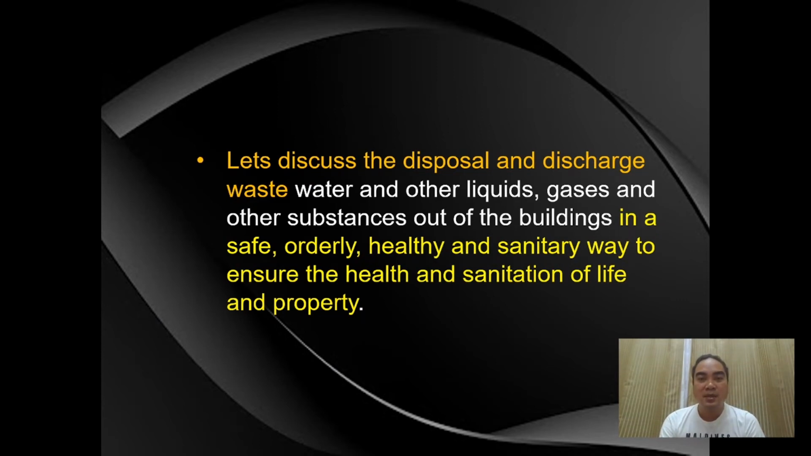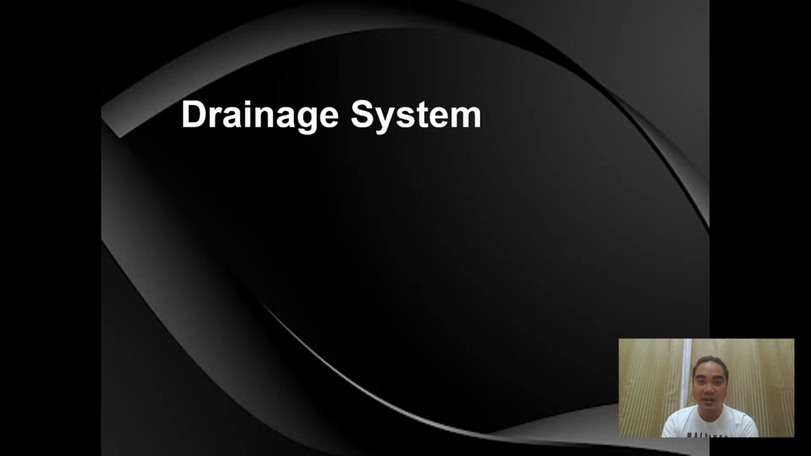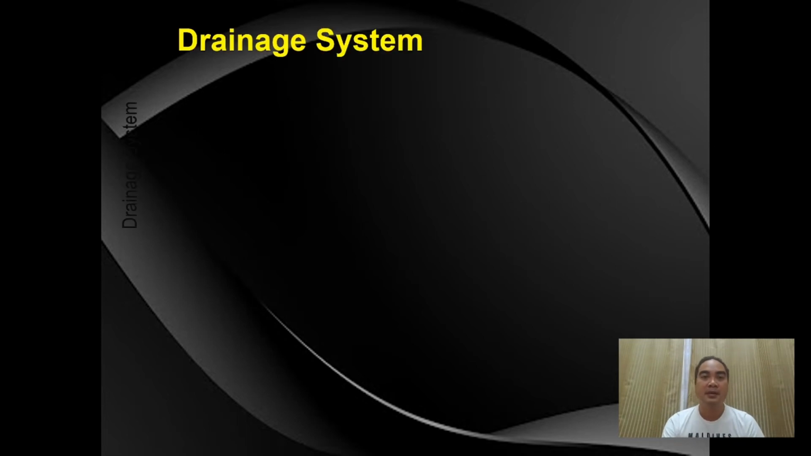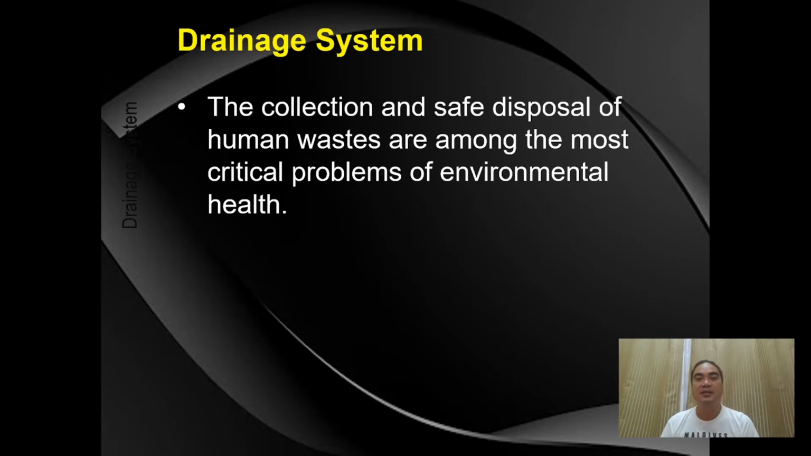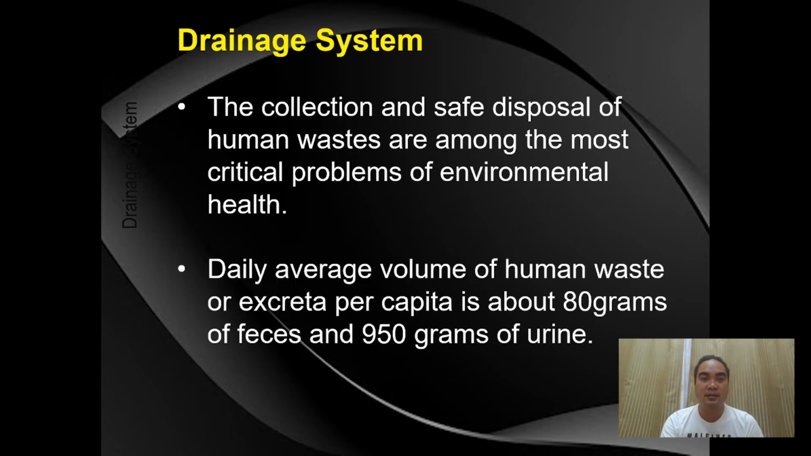Let's discuss disposal and discharge of wastewater and other liquids, gases, and other substances out of the building in a safe, orderly, healthy, and sanitary way to ensure the health and sanitation of life and property. Drainage system: the collection and safe disposal of human waste are among the most critical problems of environmental health. Daily average volume of human waste or excreta per capita is about 80 grams of feces and 950 grams of urine.